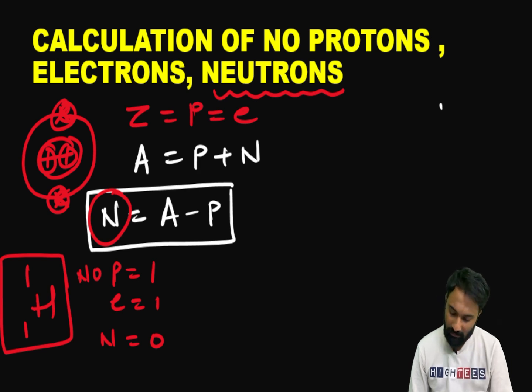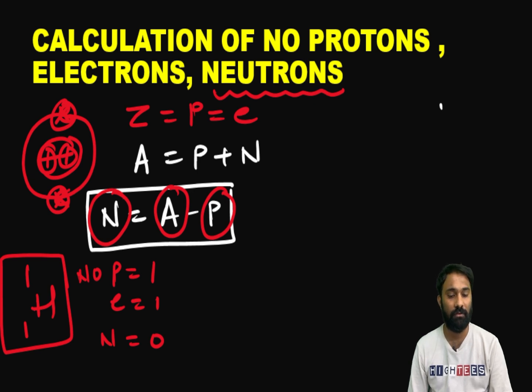How does hydrogen never have neutrons? Because its atomic mass is 1 and protons are 1, so 1 minus 1 will be 0. Clear? I hope it is clear for you.